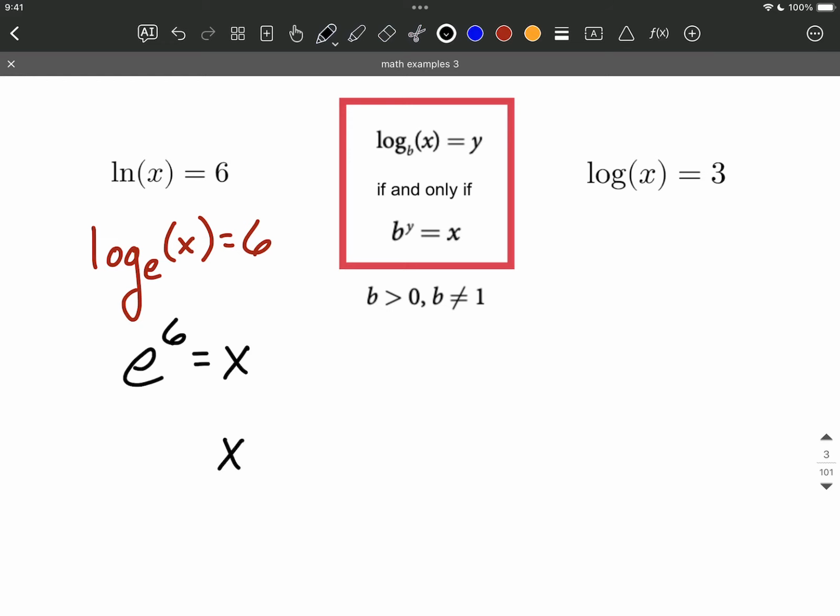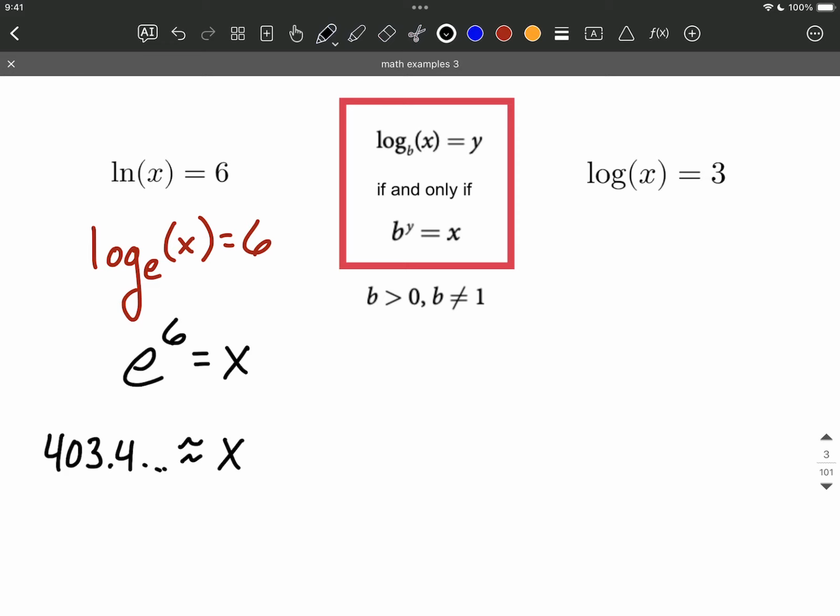If you were asked to, you can get an approximate solution by using second ln on your calculator. And this works out to be about 403.42879... keeps going.